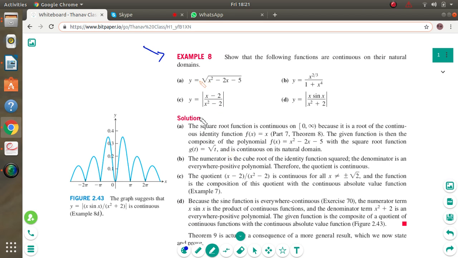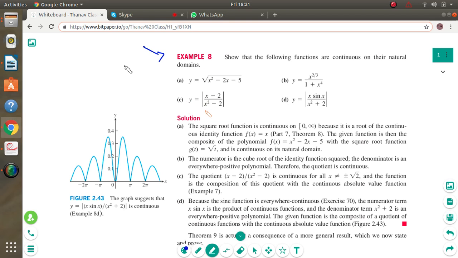So what they're saying is this A part is f of g of x, where g of x is x squared minus 2x minus 5, and f of x is root x, right? And given that g of x, x squared minus 2x minus 5, is continuous, and root x is also continuous, therefore the composite is also continuous. The same thing with the other ones, I guess.